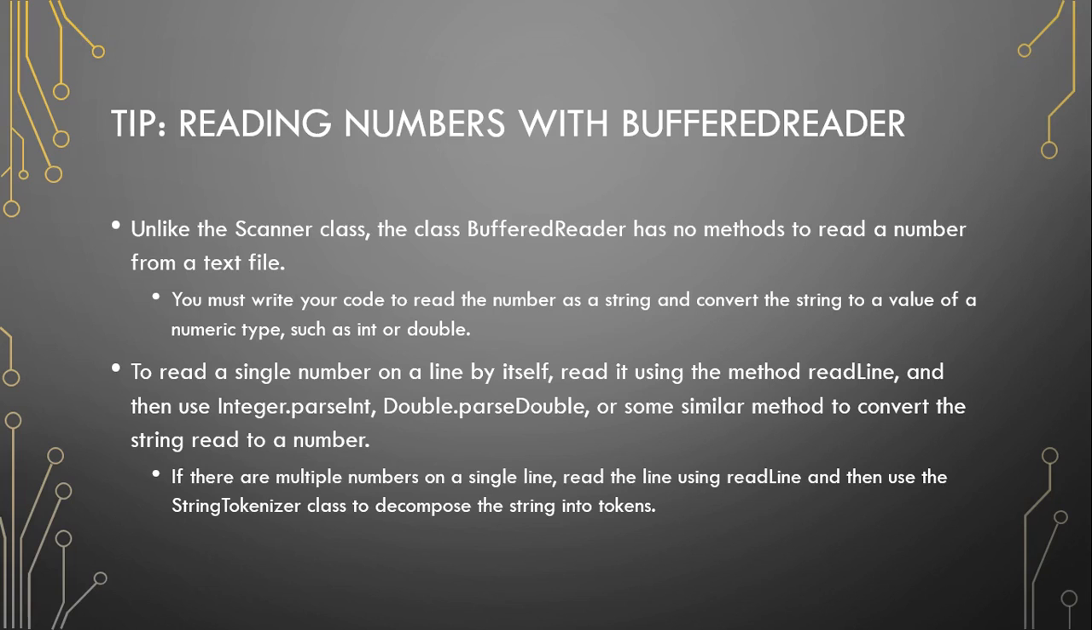So to read a single number on a line by itself, read it using the method readLine, and then use Integer.parseInt, Double.parseDouble, or some similar method to convert that string to a number. And if there are multiple numbers on a single line, read the line using readLine, and then use the StringTokenizer class to decompose the string into tokens.